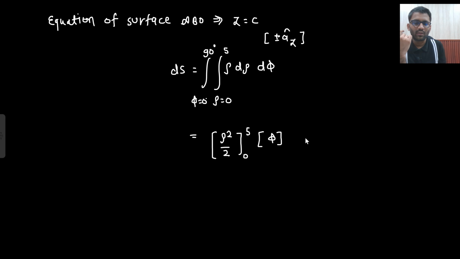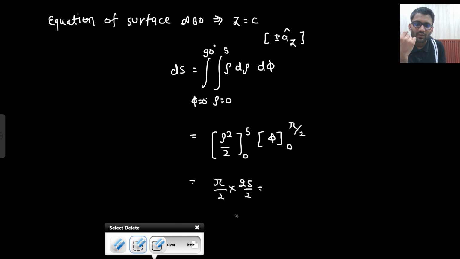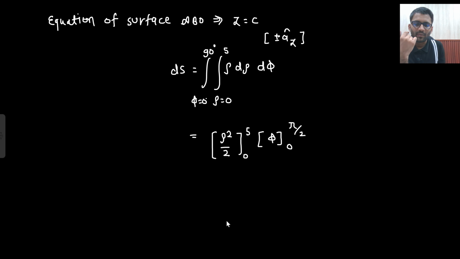Right? That would give you 5. So from 0 to pi by 2. So pi by 2 into 25 by 2. So here only I will write 25 pi by 4.